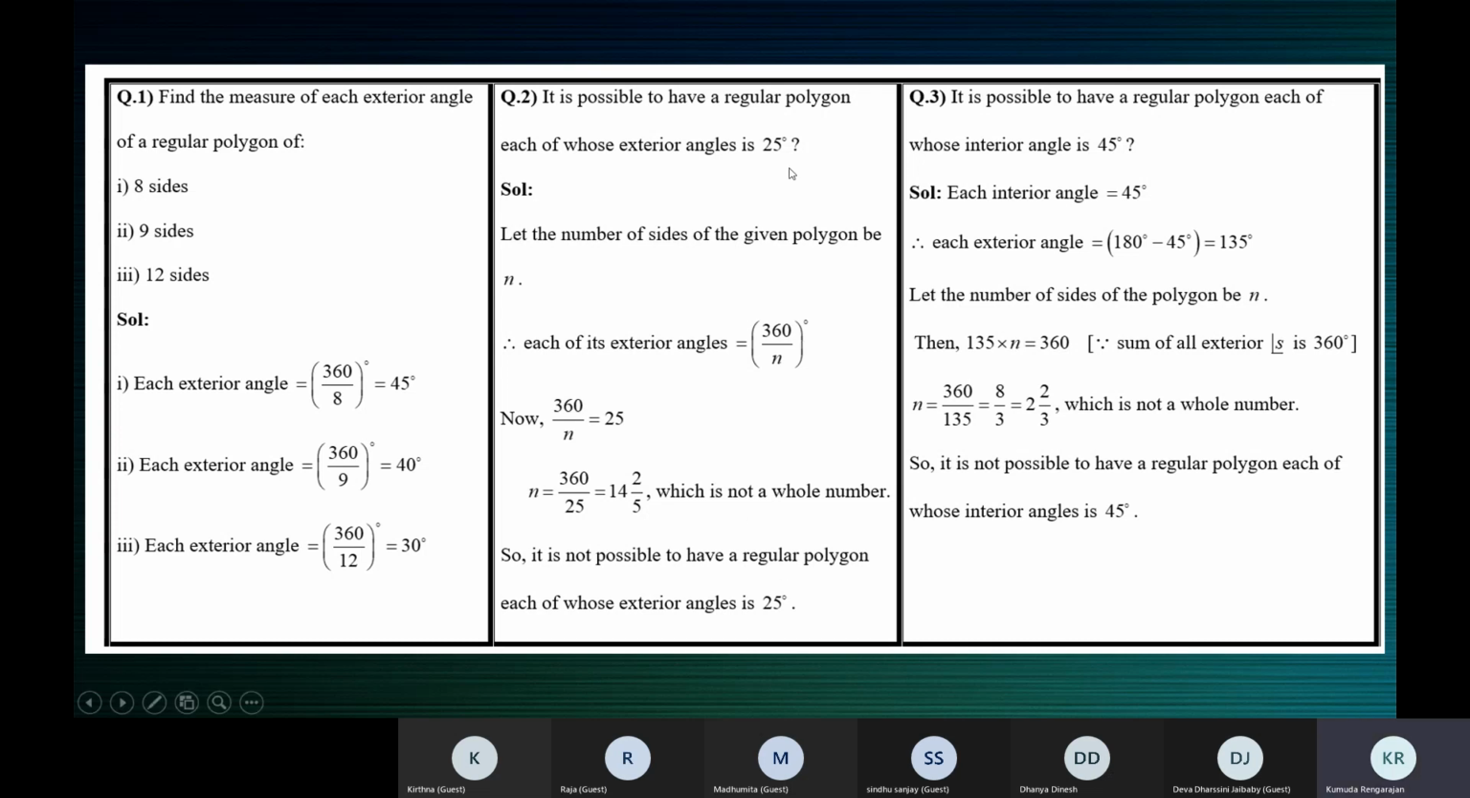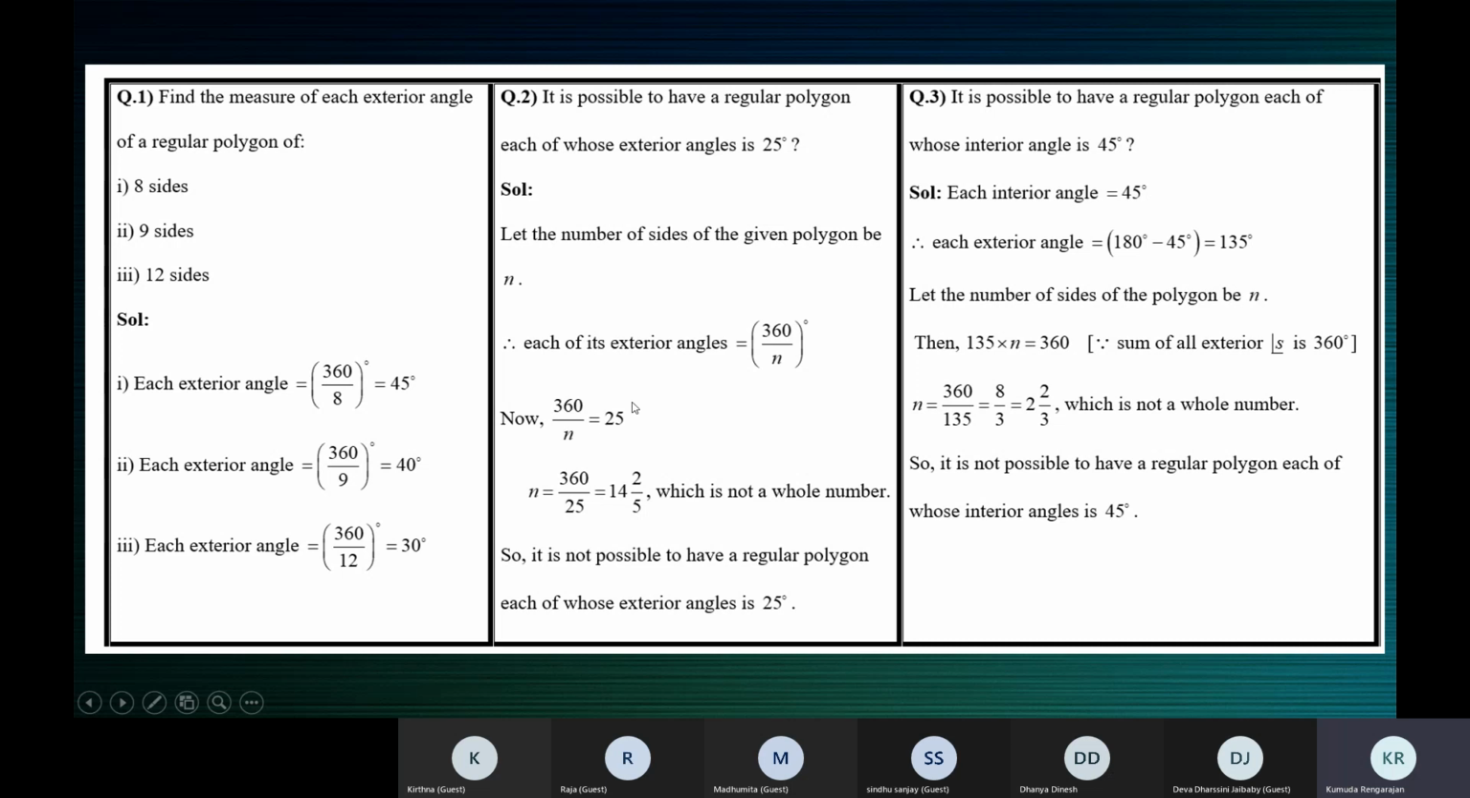Very easy. So see here, don't get scared of all this. This is how we start. Let the number of sides of the given polygon be n. Nothing to understand here. That's what we've always been doing. So this is the formula. Each of the exterior angles of this polygon will be 360 by n, and it's given 25 degrees. This is what stands for each exterior angle, and this is given to be 25.